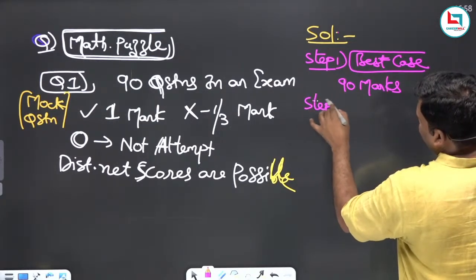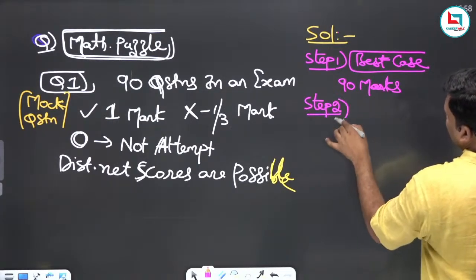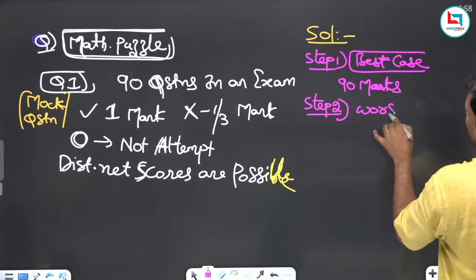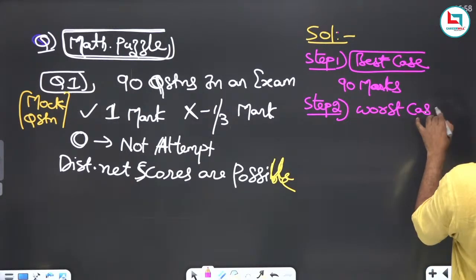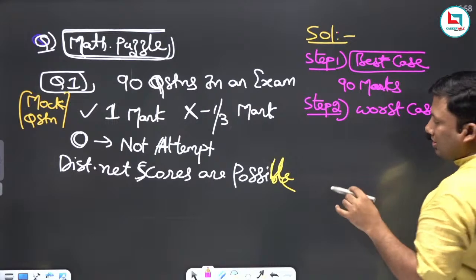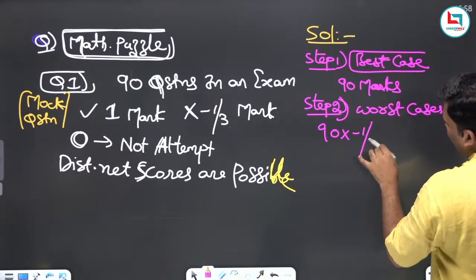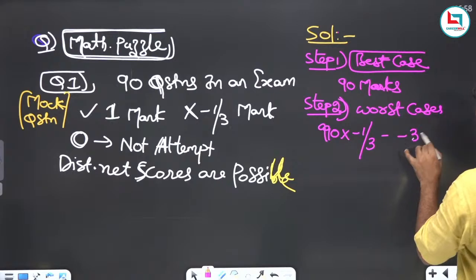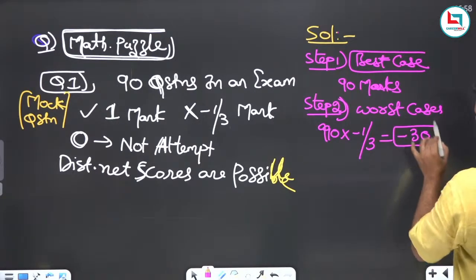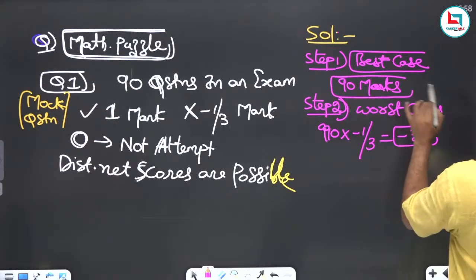Step number 2. Worst case. What is the worst case? I attempted all 90 questions and all 90 are incorrect. 90 into minus 1 by 3. My net score will be minus 30.